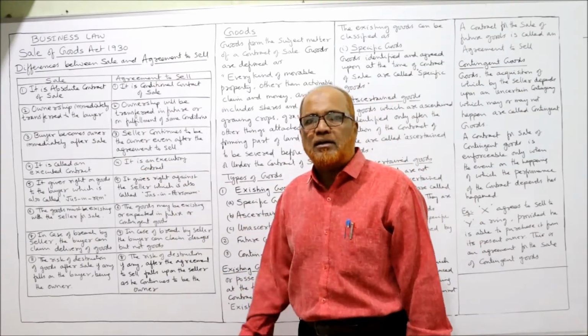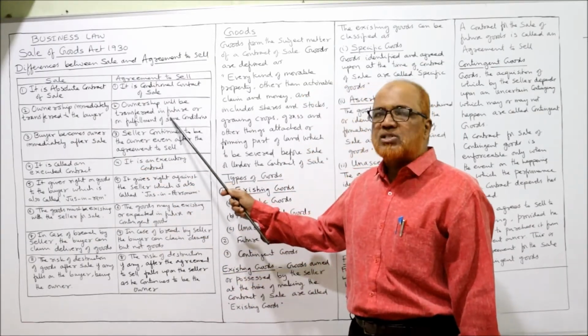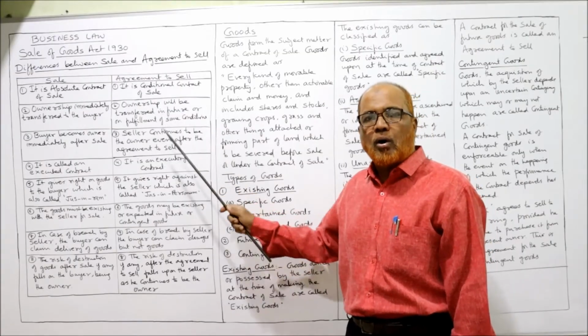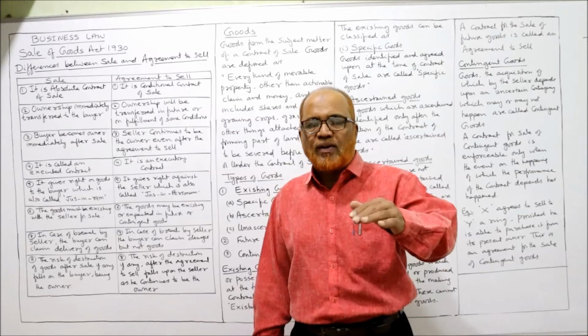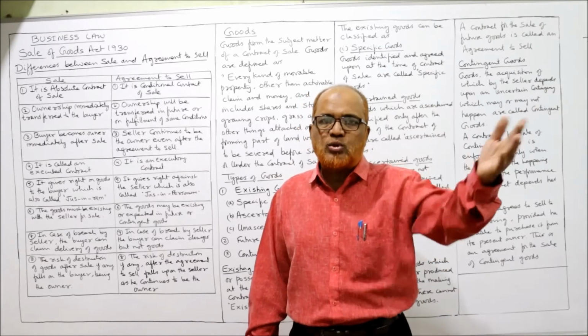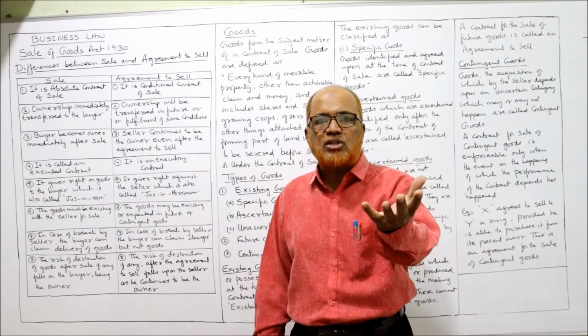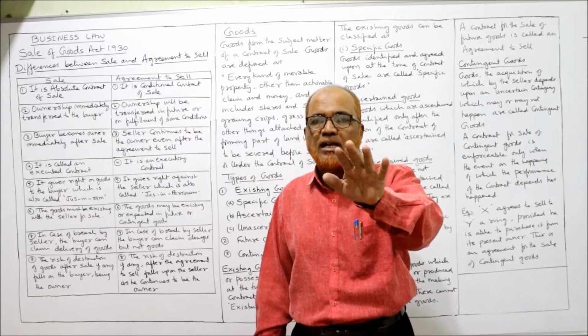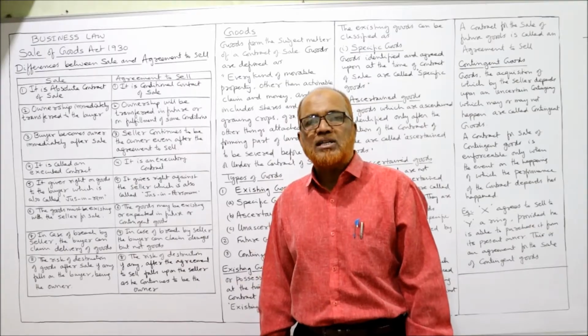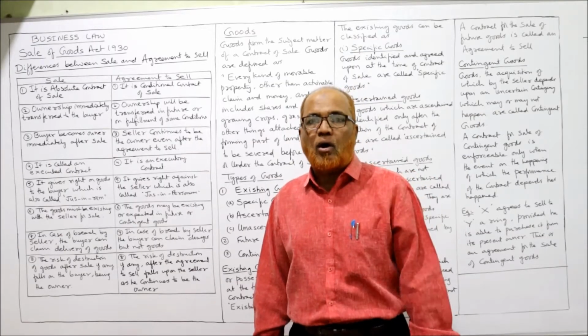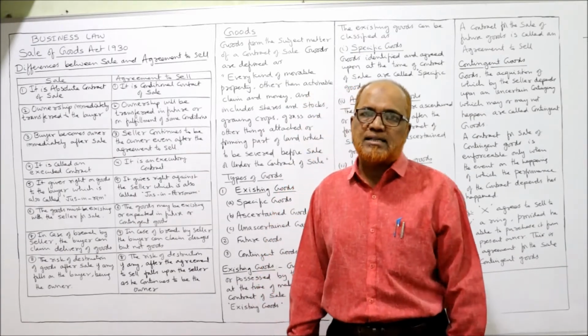Whereas in agreement to sell, ownership will be transferred in future or on fulfillment of some conditions. The ownership is not transferred at the time when the agreement is made. The ownership will be transferred on a future date or on fulfilling some conditions.